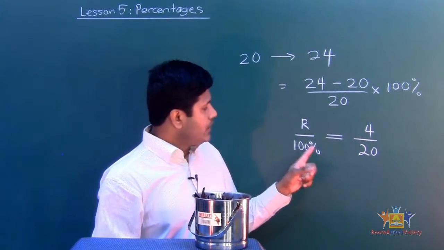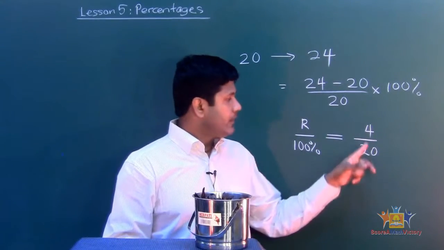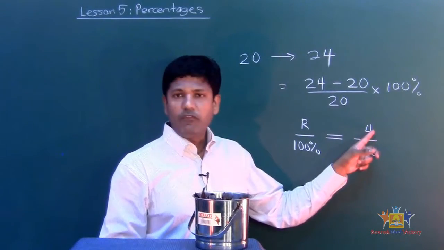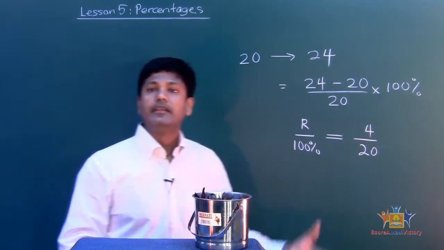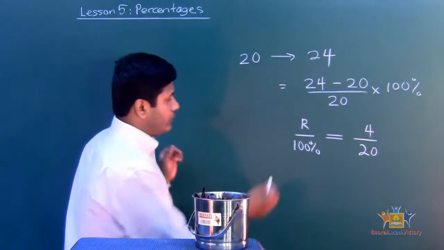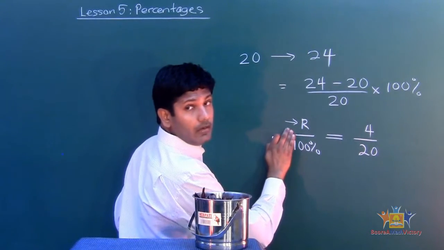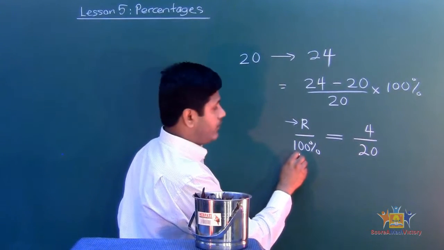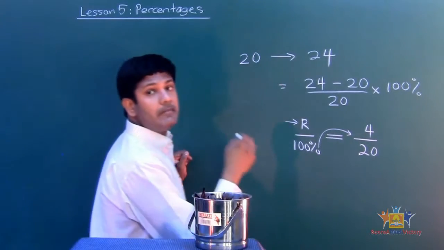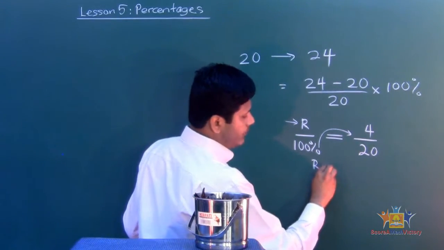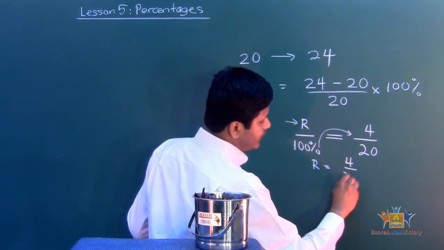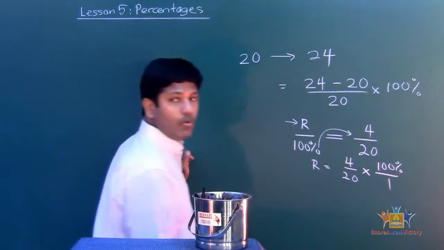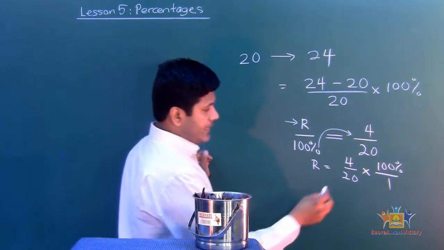So we know 100% makes 20. The 4 Ribena flowers make how many percent? That's what the increase is going to be. So we're looking for R. In order for me to look for R, in other words, I'm isolating R. That means who got to go? 100%. So 100% crosses the bridge and becomes multiplication. So R equals 4 over 20 times 100%. I'm going to put it as a fraction over 1. So now I'm going to simplify.